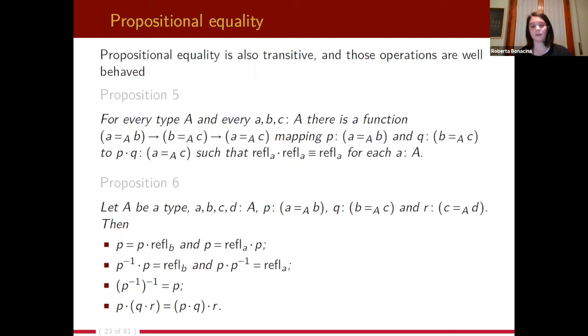Then we have that P to the minus 1 composed to P is equal to ref on B, and P composed to P to the minus 1 is reflexivity on A. Then we have that the inverse of an inverse is the identity, and we have that composition is associative. We're not going to prove those results, but they can be proved by induction, similarly to what we have seen for the previous results.